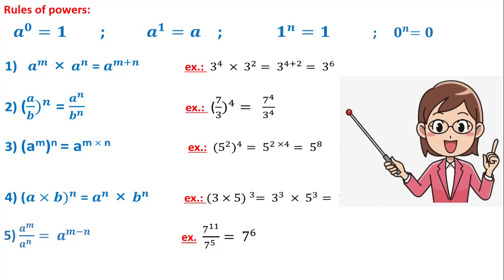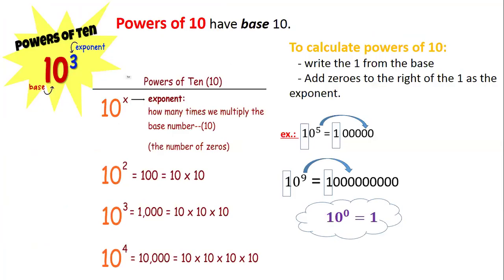Number 5, this is a very important rule, a to the power m over a to the power n. Here we are dividing two powers having same bases, different exponents. So we keep the base a and we subtract the exponents, m minus n. 7 to the power 11 over 7 to the power 5 equals 7 to the power 6. 11 minus 5 is 6.